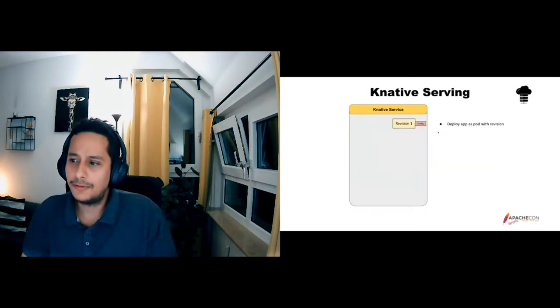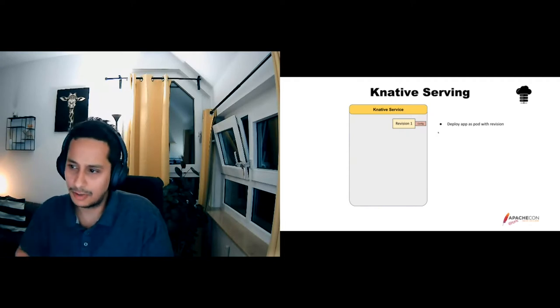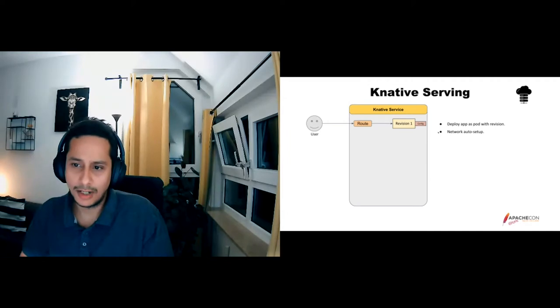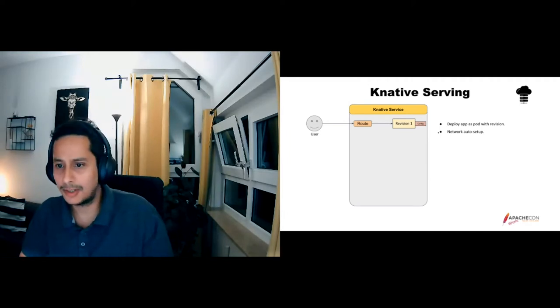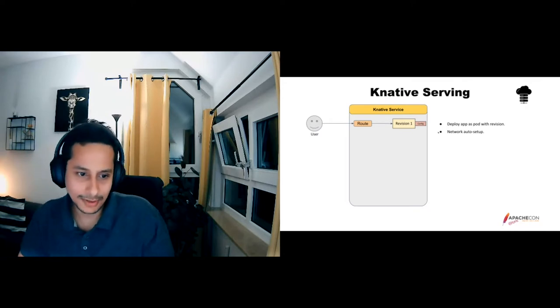So if we take a look at Knative serving in a bit more detail, we deploy our app, very simple. It's a normal revision one, just deployed. And then we have the user, who is automatically routed to our revision. Here we have this network auto setup, but of course that doesn't mean that we are off the hook. We still need to do DNS routing and configure our ingress gateway, but this is a one-time thing.